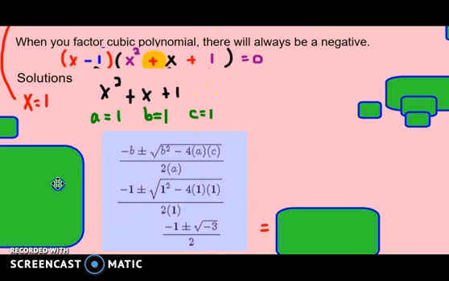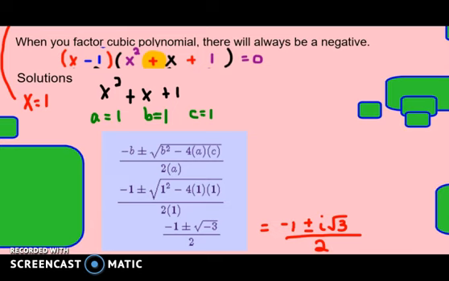So I'm going to plug it into the quadratic formula. The opposite of b is negative 1. Then I have 1 squared minus 4 times a times c. So this is what I get. So here's 2 answers. Here's my other answer. So that's a total of 3 answers because I had x cubed.